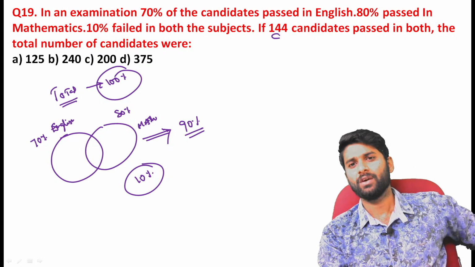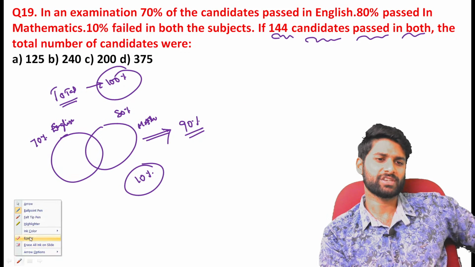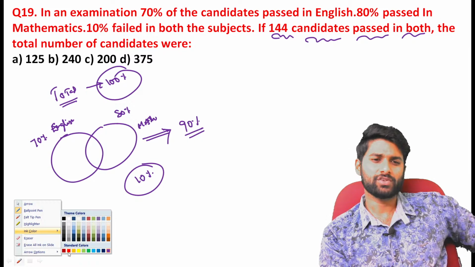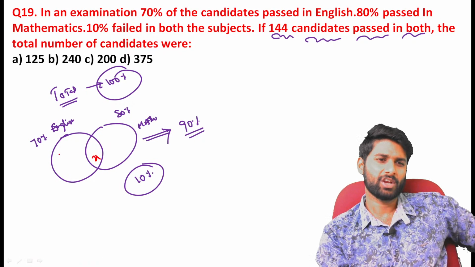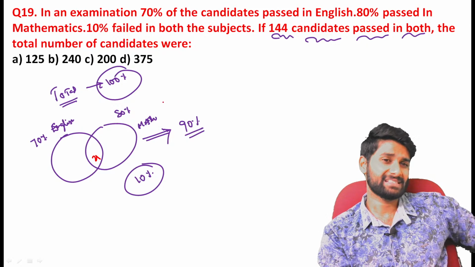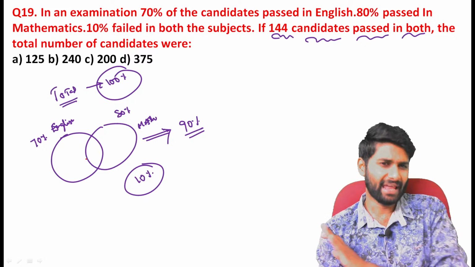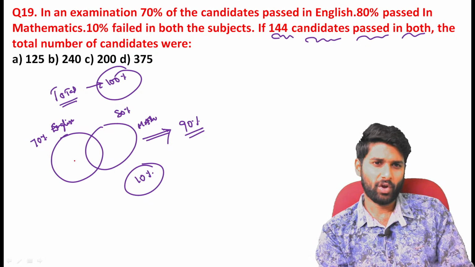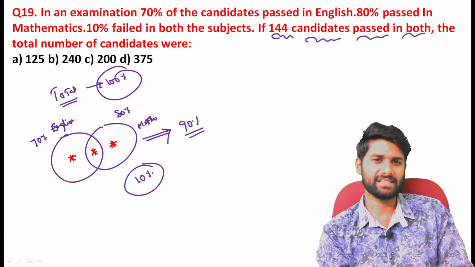Now, what is the information? 144 candidates passed in both. So we don't know how much percentage is both. Remember, guys, most of the students consider X and just assume the combination part is X. Now they consider only English is 70 minus X, only Maths is 80 minus X. Now you can go through the equation and get the X. But observe, guys, now I'm not taking any unknown variable. Directly I can solve the question. Now see, we already know that the sum of these three parts is exactly equal to 90.